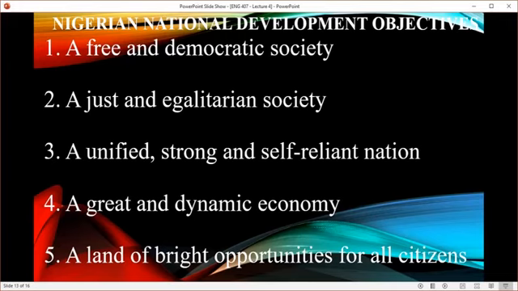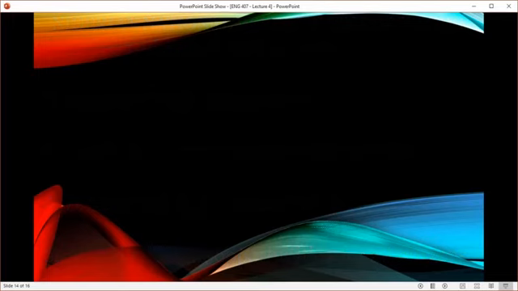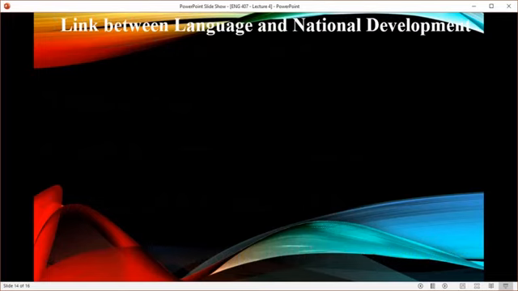Three, a unified, strong, and self-reliant nation that will not depend upon some international powers for survival. Four, a great and dynamic economy. Number five, a land of bright opportunities for all citizens. A country where young citizens will not be thinking of Japa, will not be thinking of running out of it. A country that citizens will be proud of, will want to run to for their successes, for their progress, for their personal development. Such is a country that the national development objectives of Nigeria have spelled out.